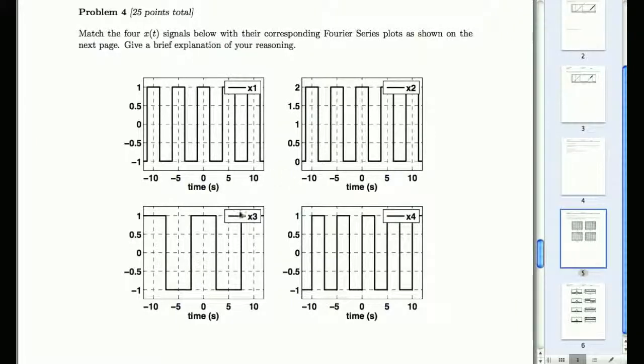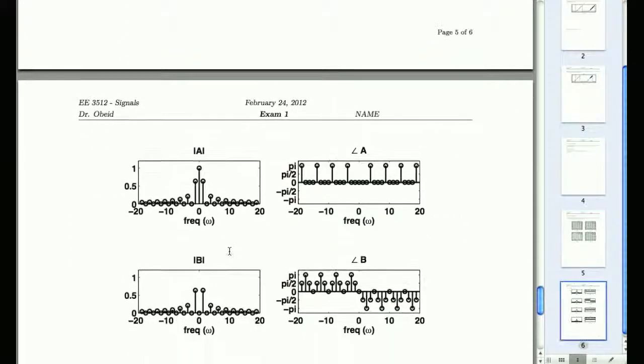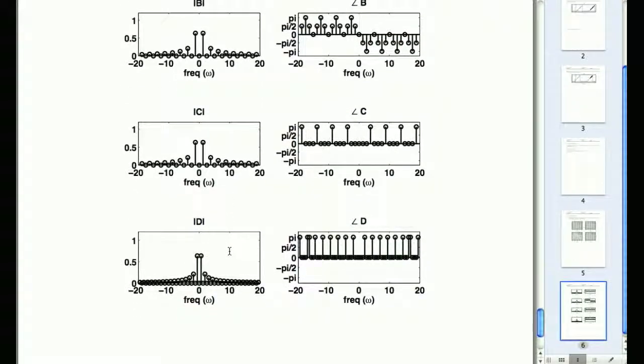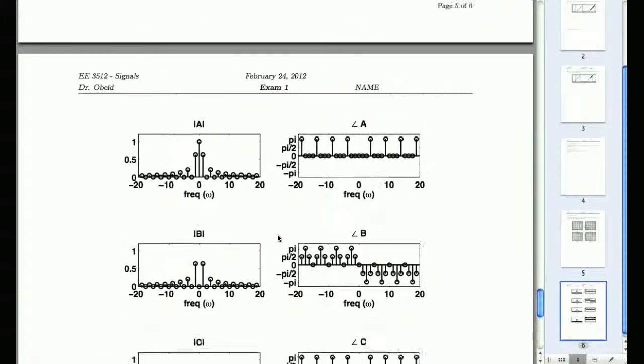One of them has a bigger period than the others, right? That's X3. Okay, so if X3 has a bigger period, what do you think we can expect about its frequency properties? They're more squished together, right? It's built out of lower frequencies. So if you look at your options on the next page, which one of those looks like it has the frequencies mushed together? D. Right, exactly. So great. So X3 maps to D.